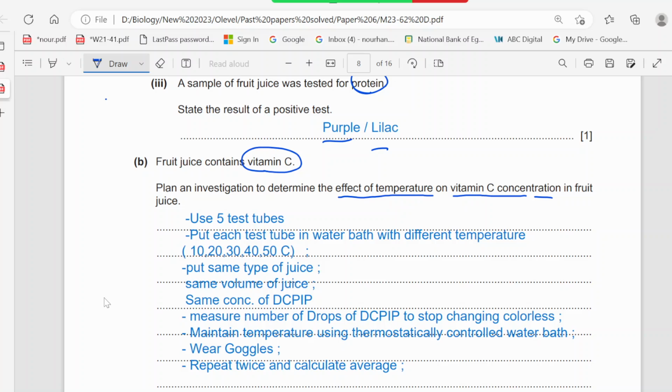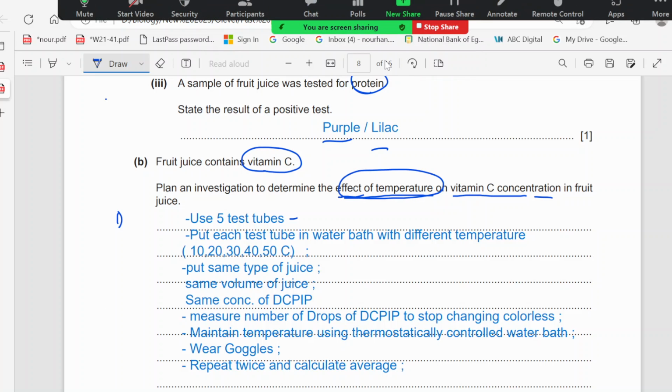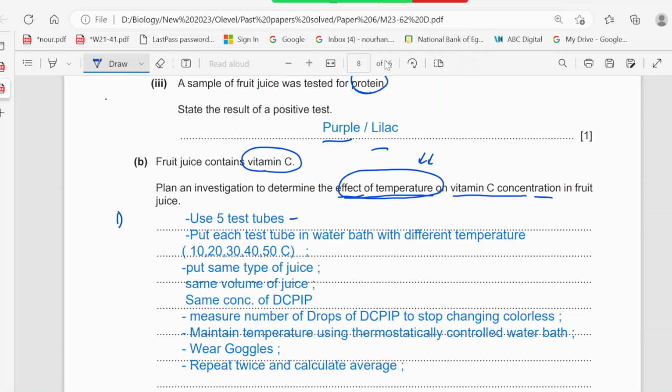Same steps. Number 1, the replicates. How many test tubes will I use? I used 5 test tubes. What did you change? You changed the temperature. I want to see the effect of temperature, so I will put each one in a different temperature: 10, 20, 30, 40, 50 degrees Celsius.